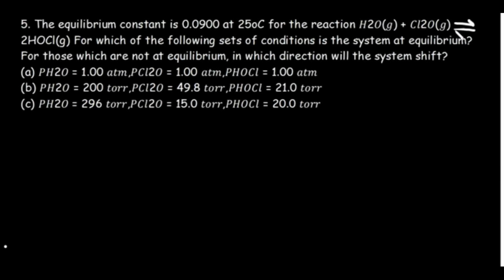Question 5. The equilibrium constant is 0.090 at 25 degrees Celsius for the reaction given. So let's write that reaction that we've been given. So we have water, gaseous state, plus that.